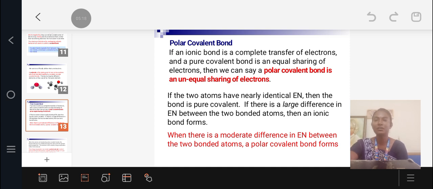Polar covalent bond. If an ionic bond is a complete transfer of electrons and a pure covalent bond is an equal sharing of electrons, then we can say a polar covalent bond is an unequal sharing of electrons. If the two atoms have nearly identical electronegativity, then the bond is pure covalent. If there is a large difference in electronegativity between the two bonded atoms, then an ionic bond is formed.